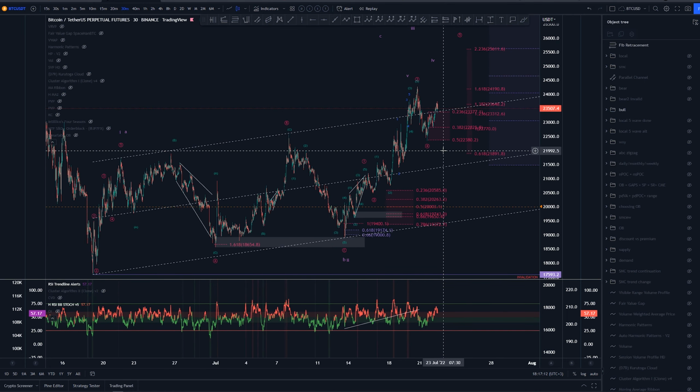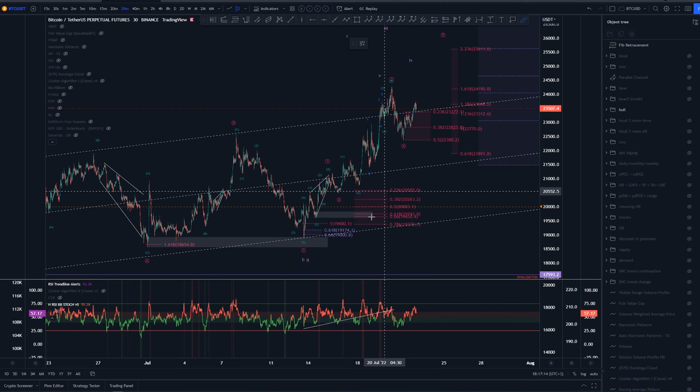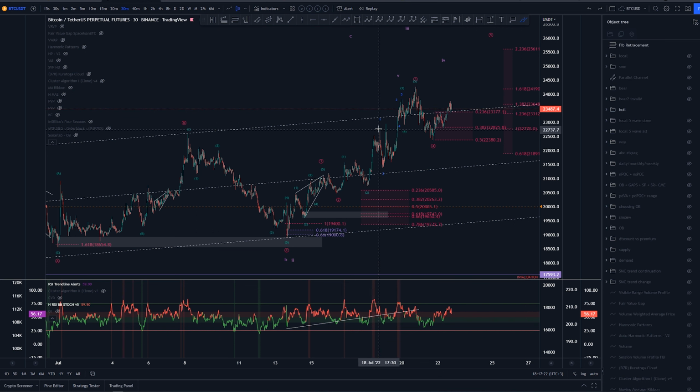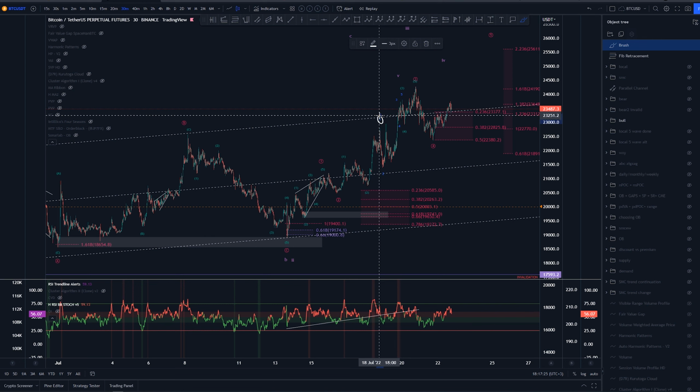So this is the bullish scenario in which I would be expecting one more high. On RSI, we are looking at this divergence between these highs, which would be the 3rd and 5th of this wave 1.